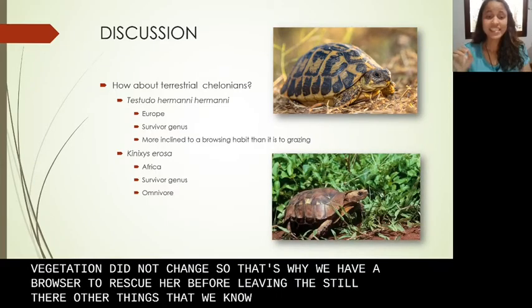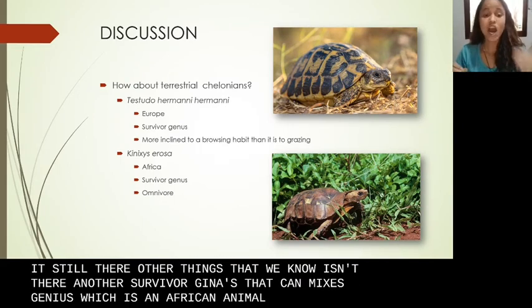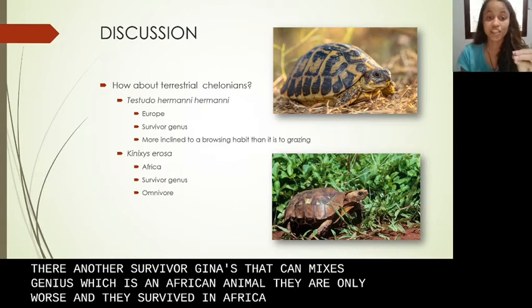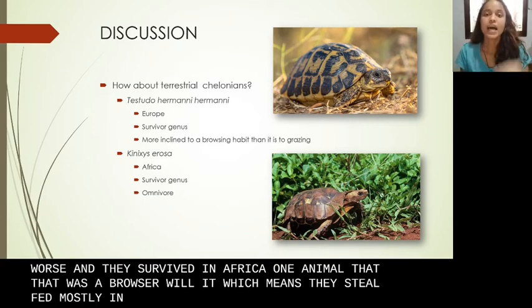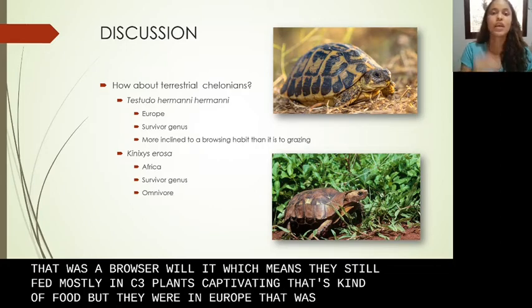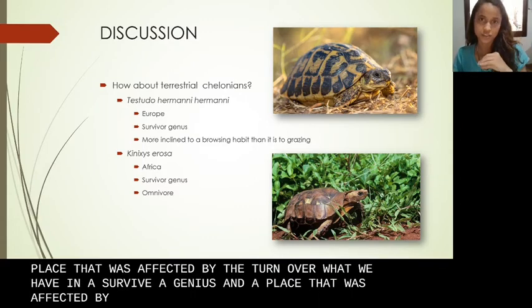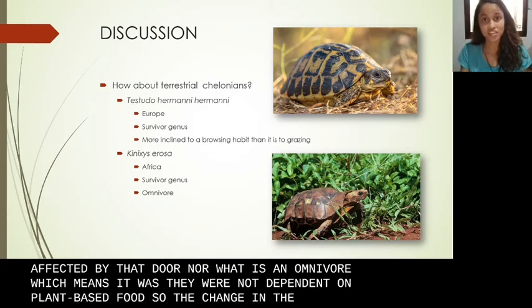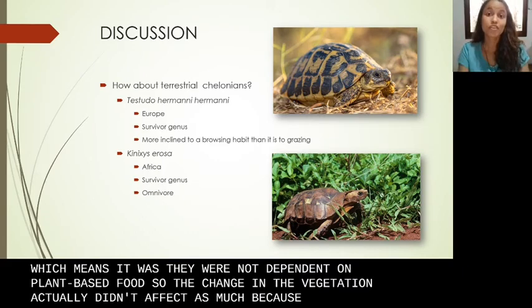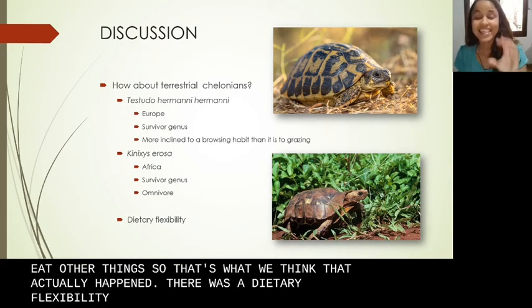Another thing we know is that there's another survivor genus, Cinixys, which is an African animal. They are omnivores and they survived in Africa. So what we see here is one animal that was a browser, which means it still fed mostly on C3 plants and kept eating that kind of food, but it was in Europe, a place not affected by the turnover. The survivor genus in a place that was affected by the turnover is an omnivore, which means it was not dependent on plant-based food. So the change in vegetation didn't affect it as much because it could eat other things. That's what we think happened. There was dietary flexibility in the genera that survived.